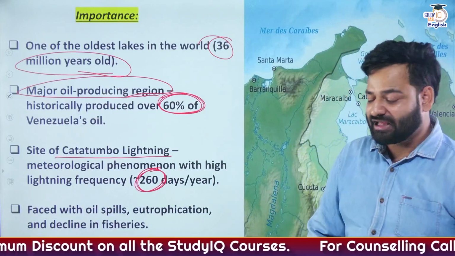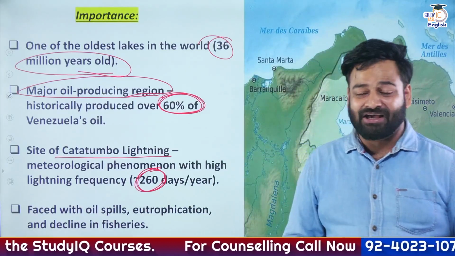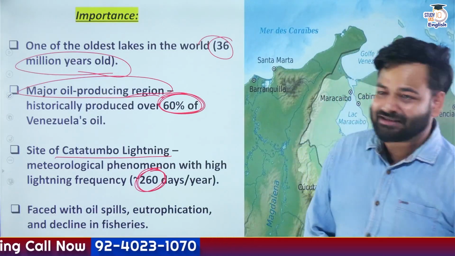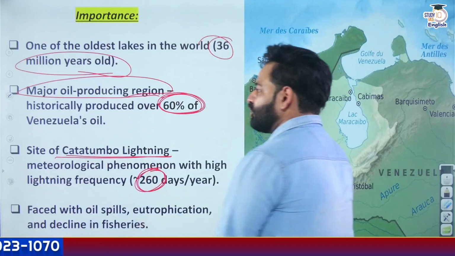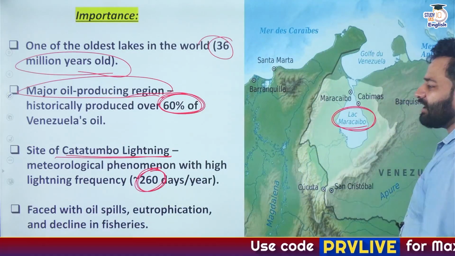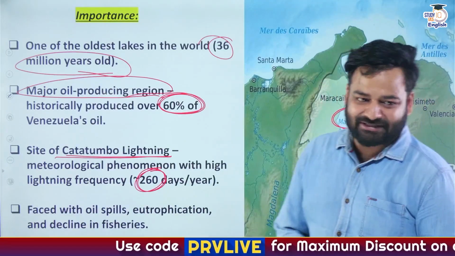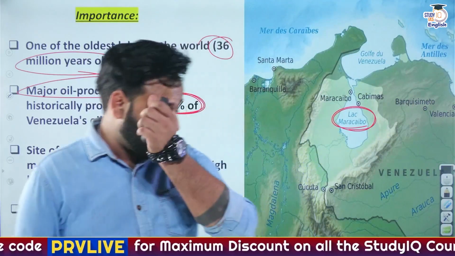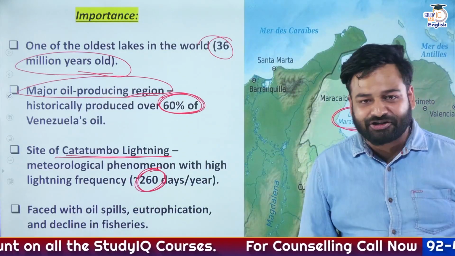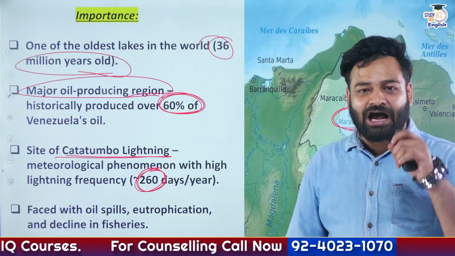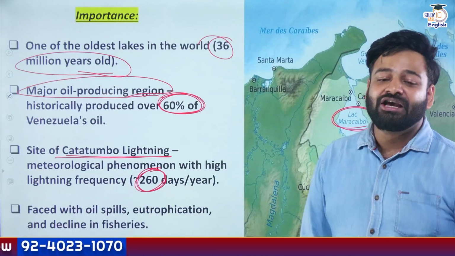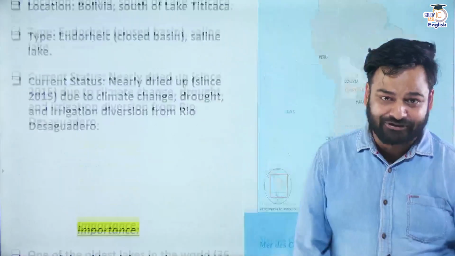So if there is a question about which location on the planet has got the highest lightning effect, it is what is known as Catatumbo lightning, where obviously Lake Maracaibo. And where is this Lake Maracaibo? Venezuela. So guys, remember the importance: 36 million years old, highest surviving lake of this planet. And apart from that, site to Catatumbo lightning, that is, out of 365 days, more than 260 days, this particular location faces lightning, highest on this planet, right?